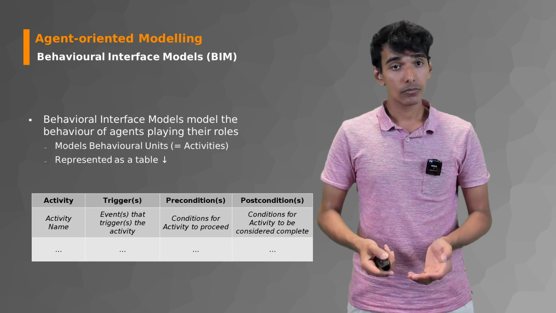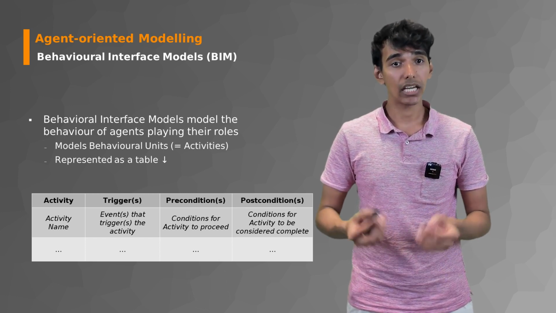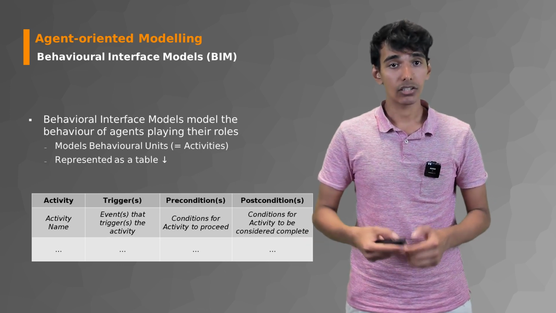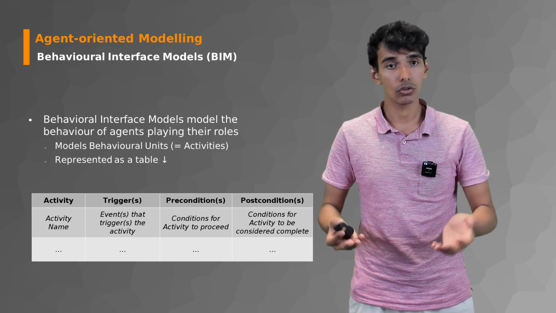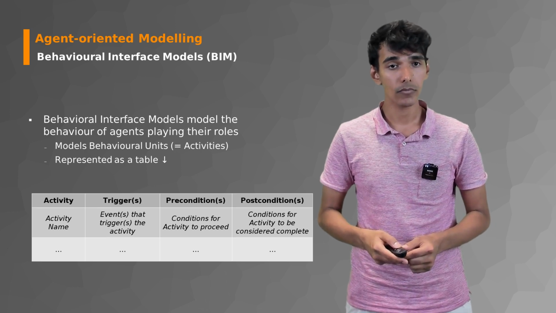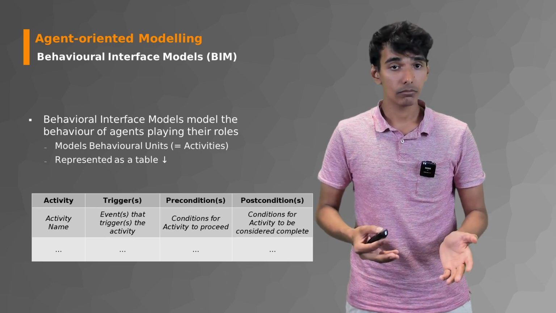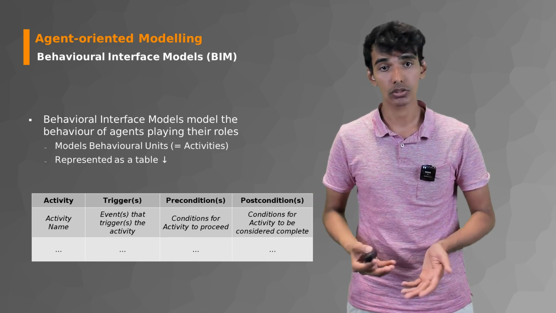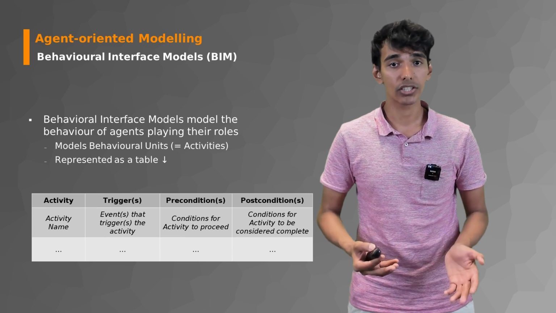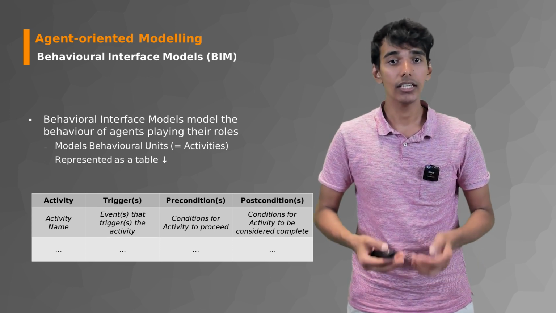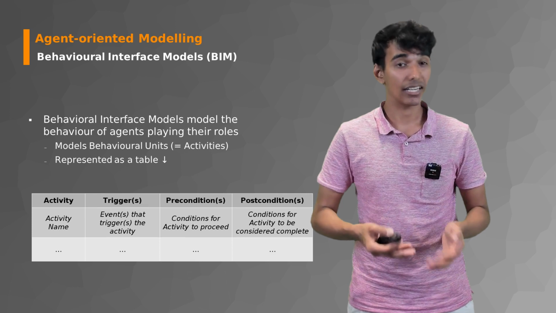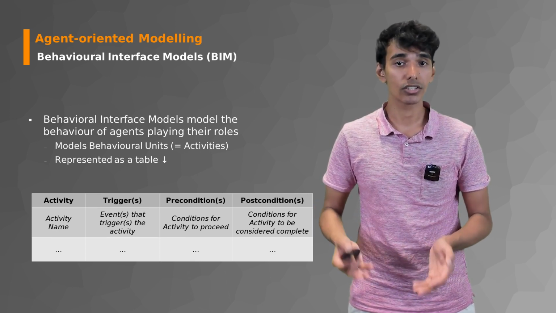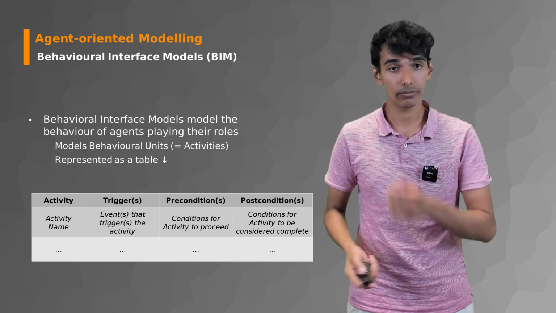How do they do this? So essentially, they model behavioral units which are equivalent to activities. And these are generally represented as a table shown in this slide here. So you have the activity, you have the triggers for this activity, and you have some preconditions and post-conditions. So essentially a precondition, similar to before, is conditions that are required for an activity to proceed, and post-conditions are conditions that are required to be fulfilled to consider the activity to be completed.